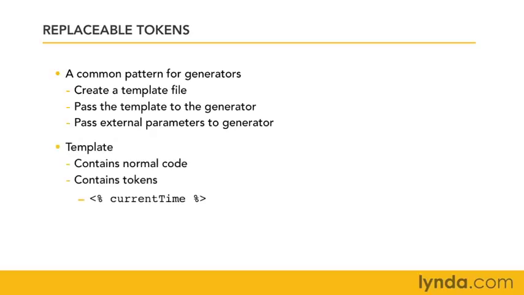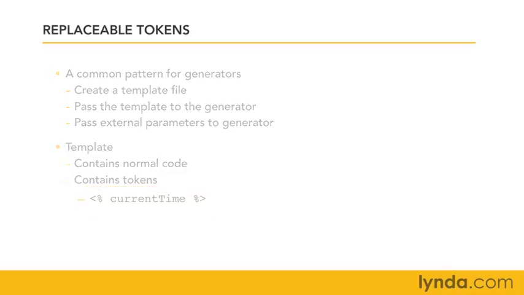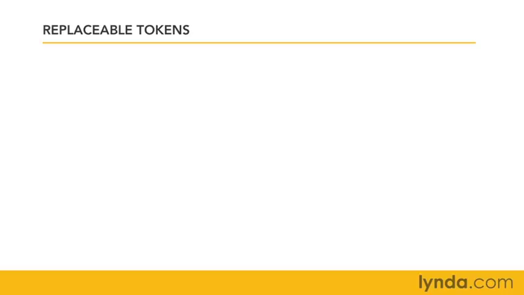Here's an example on the bottom of this slide of a token from CodeSmith. This has an angle bracket, a percent, a word called current time, and then the close percent and close angle bracket. This will tell the code generator to calculate the current time and place it in your code template at this point. When you run the generator, you'll pass in parameters.